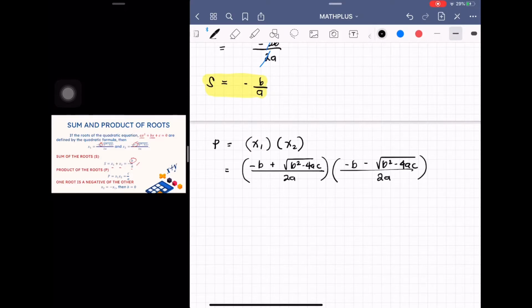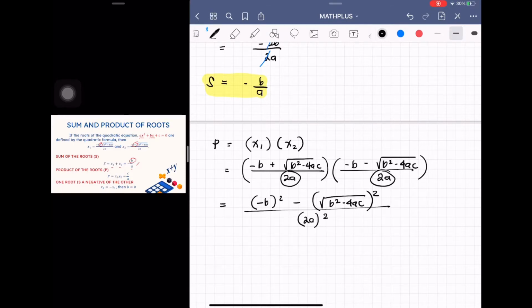As you can see, the numerator looks like a product of binomials, the product of the sum and the difference of the same two terms, right? So that will result to a difference of squares as a product. Therefore, you'll get negative b quantity squared minus the second term, which is the square root of b squared minus 4ac quantity squared, all over the denominator, 2a times 2a, so you get 2a quantity squared.